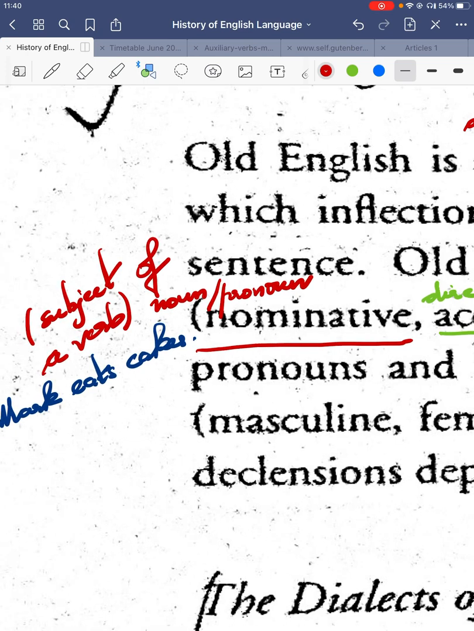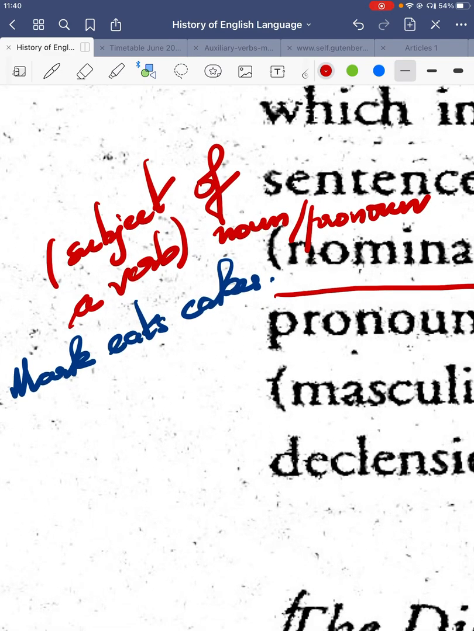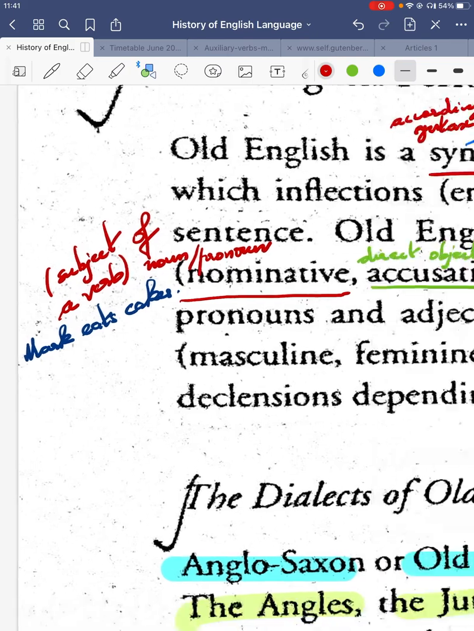The nominative case means the subject of the verb, which could be either a noun or a pronoun. So simple. Mark is a noun here. It could also be he: he eats cakes is again a nominative case. So the subject of a verb, whether noun or pronoun, denotes the nominative case.